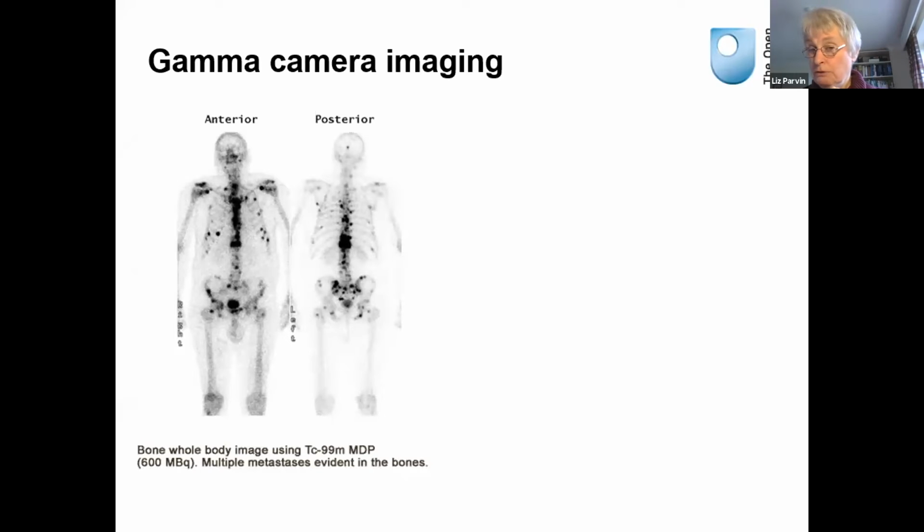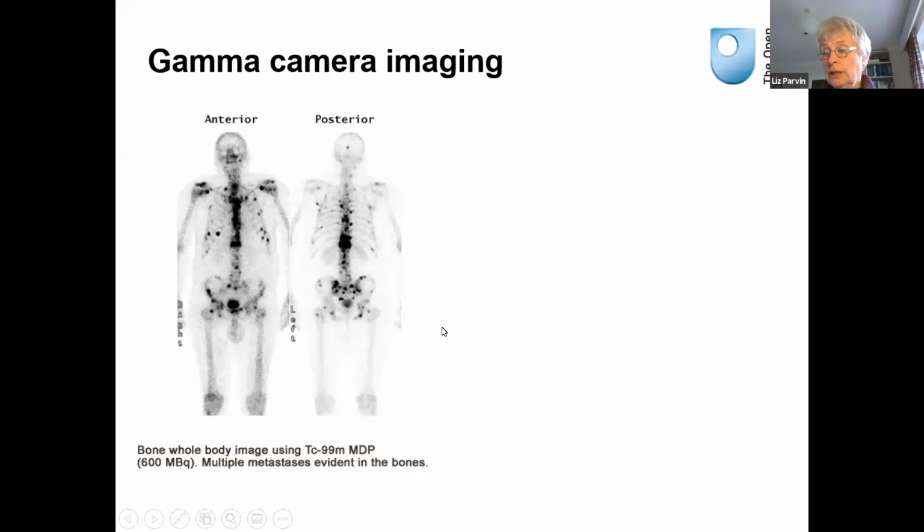And what it will do after a few hours, it will accumulate in the regions of the bones where there is a lot of activity going on, a lot of metabolic activity. And that's what happens, unfortunately, if you have metastases from a cancer elsewhere in the body, breast or prostate or something. You often get bone metastases, and this is a very good way of diagnosing whether a patient has got bone metastases. Because where there are bone metastases, you'll see these dark spots where there's a large accumulation of the radioactive substance.